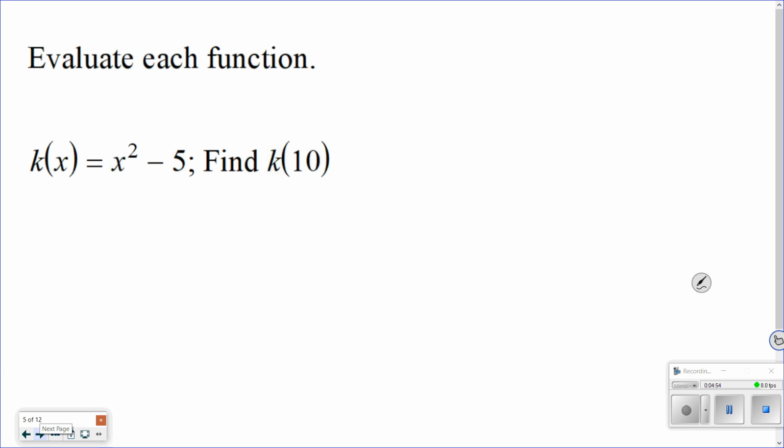Let's do this one. This is a quadratic. Notice how the highest power is 2. We've talked about that. So we call this a quadratic function. So I'm going to go k of 10. Never do anything with the left side. Just plug it in the right side and work it out.